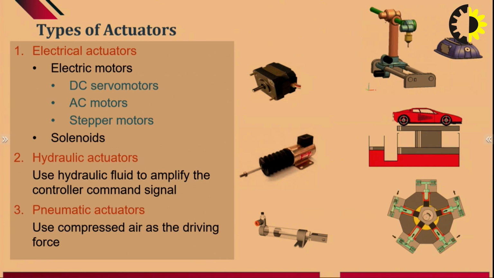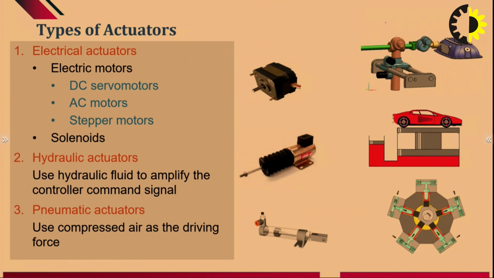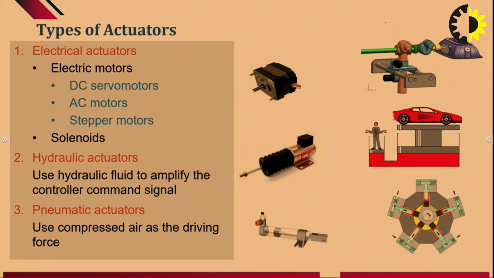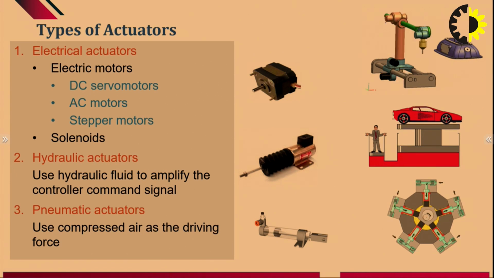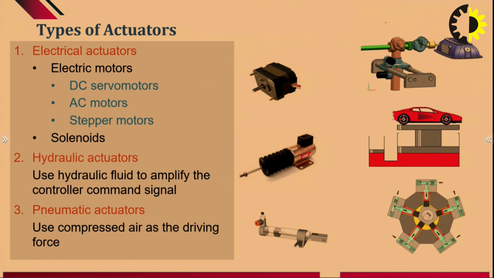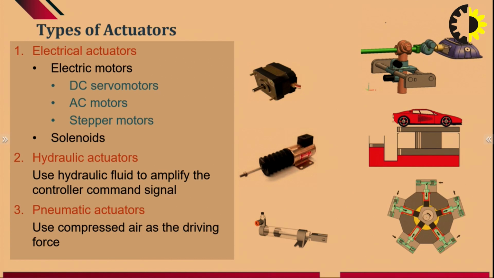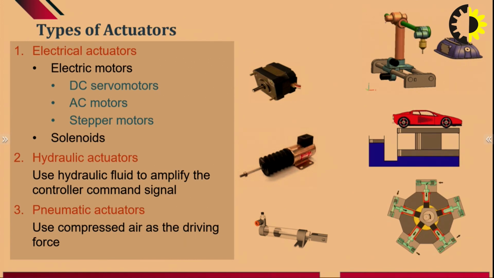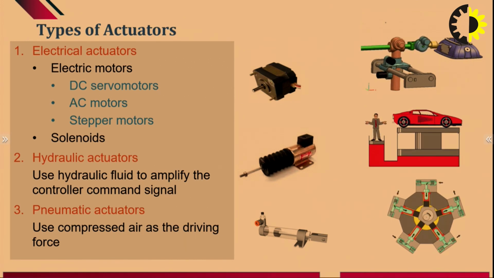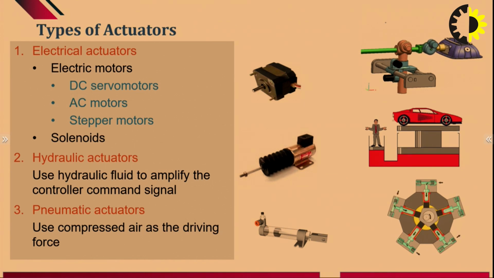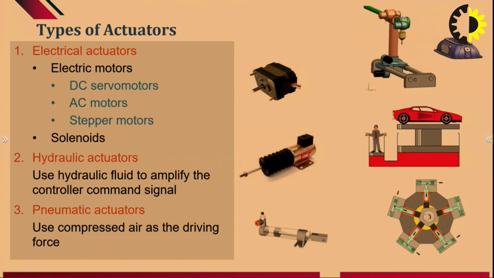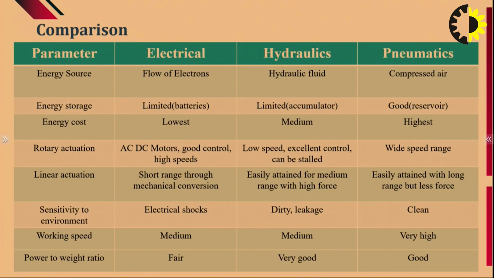Then we talk about fluid actuators, wherein we have hydraulic actuation systems. In hydraulic systems, we have pressurized liquid which leads to the operation. And if we talk about pneumatic actuators, therein we have compressed air technology which leads to the force actuation. So these were the basic actuation systems.